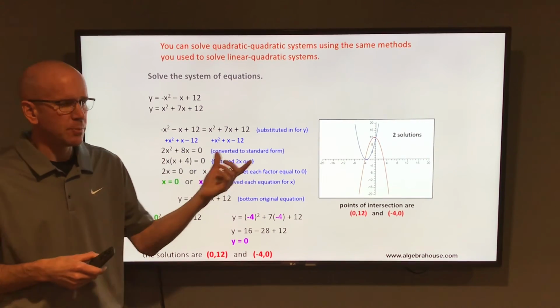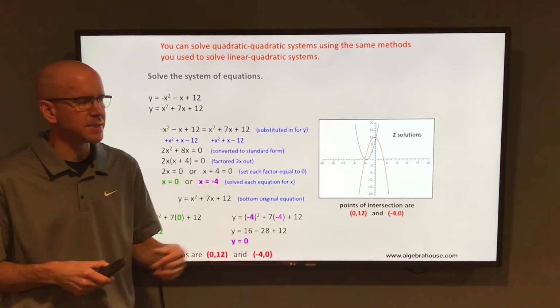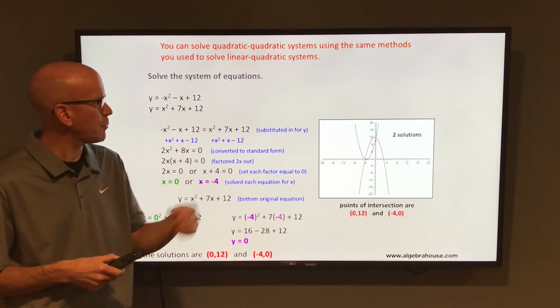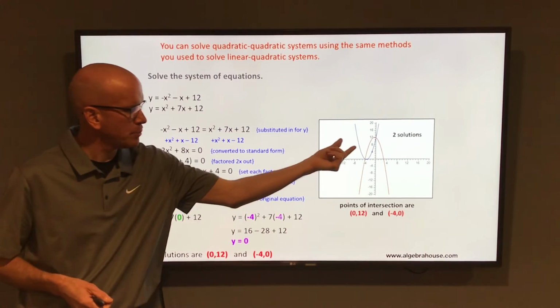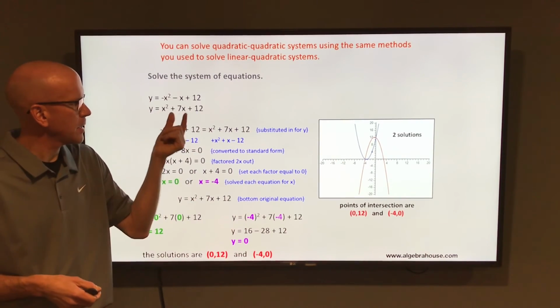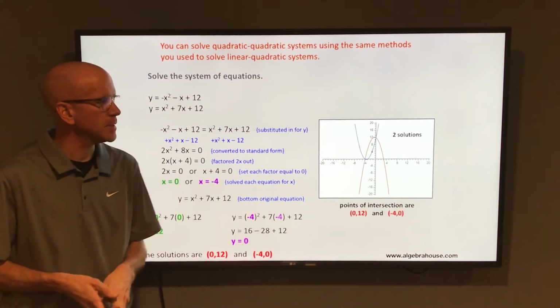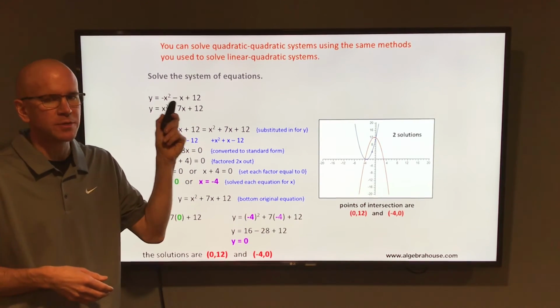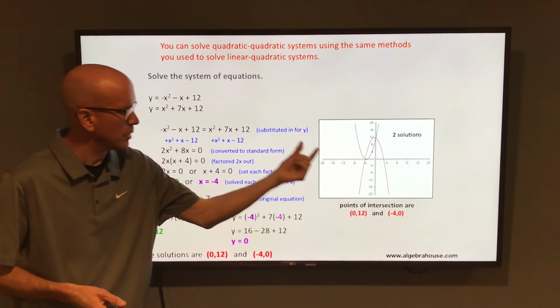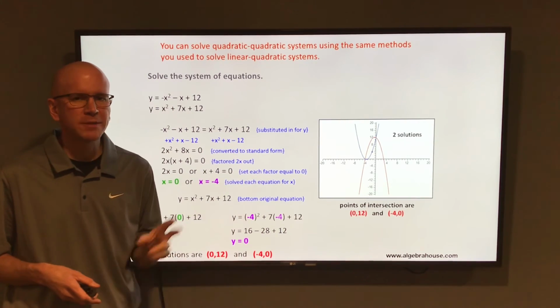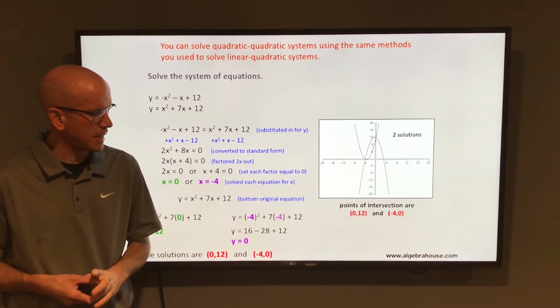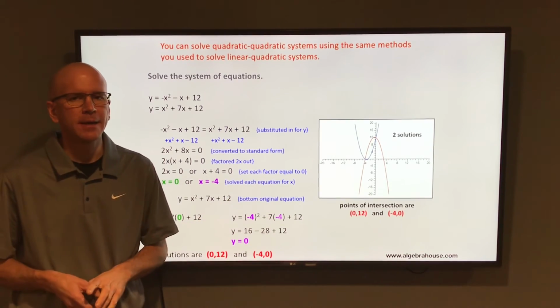With those two parabolas, one opens upward, one opens downward. The parabola that opens upward is the one with the coefficient of x squared being positive. So that blue parabola is this second equation, and the parabola that opens downward is where the coefficient of x squared is negative. So that red parabola, that is this first equation. So again, 2 points of intersection, those two parabolas meet at the points 0, 12, and negative 4, 0.